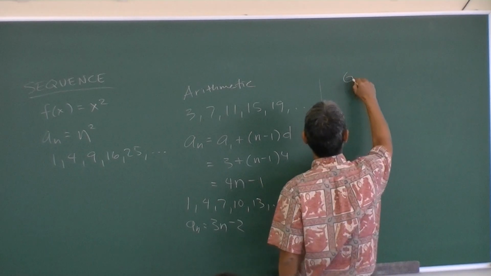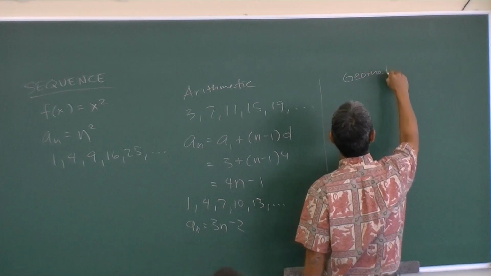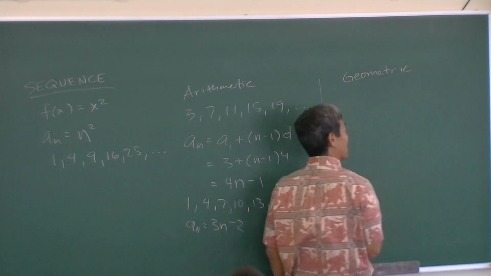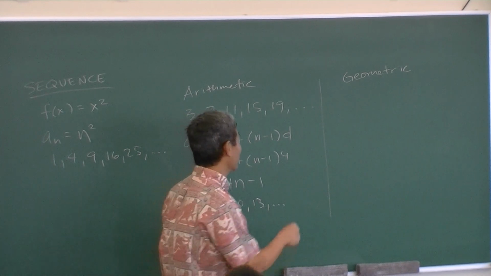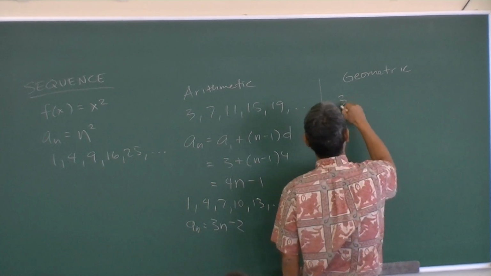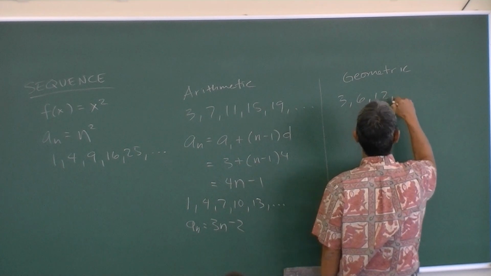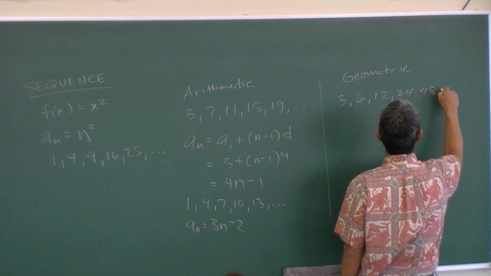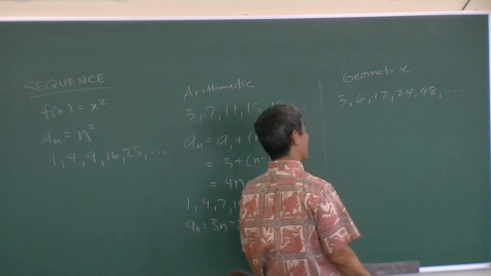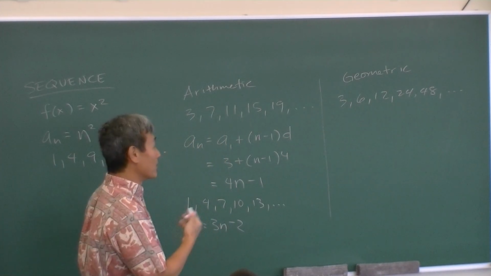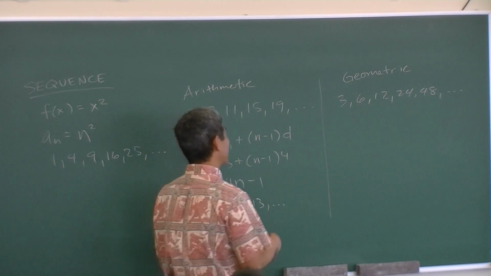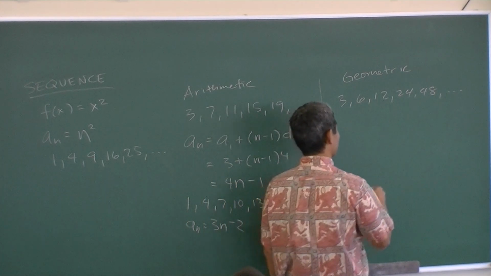What about geometric? What the heck is a geometric sequence? It's a sequence that has a common ratio. That means you keep multiplying by the same number every time. Like this: 3, 6, 12, 24, 48, dot, dot, dot. What's the common ratio? 2. You keep multiplying by 2 every time. So if you keep multiplying by the same number every time, we say that this is a geometric sequence.